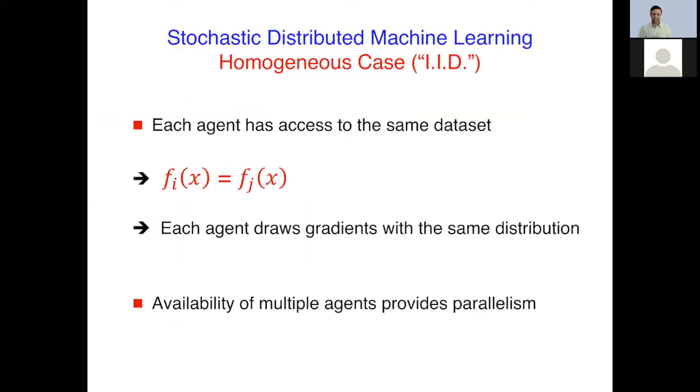The homogeneous case is the other extreme where all the agents are basically identical, at least in expectation, meaning if you look at the gradients that they're able to provide to the server, if you take the expected value of the gradients, they're going to be identical. So in a way, the agents are interchangeable. And again, the availability of all those agents provides parallelism that speeds up the computation. In this case, the computation to determine the argmin of the global cost function.